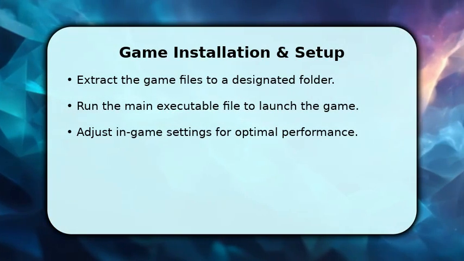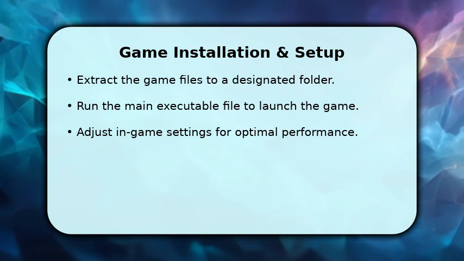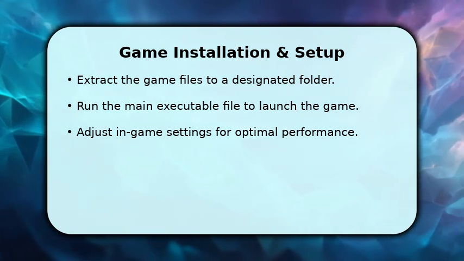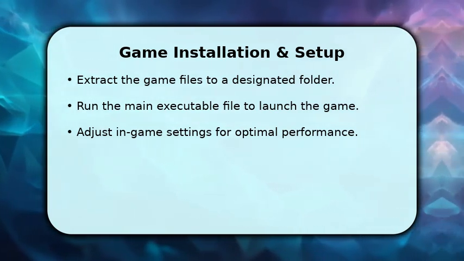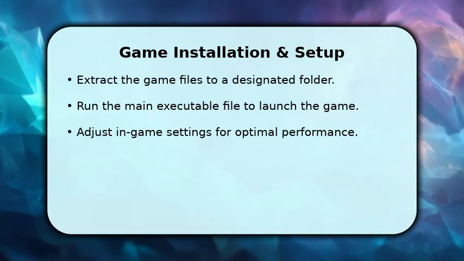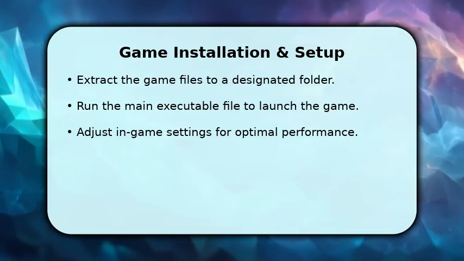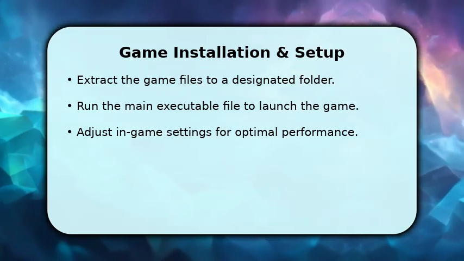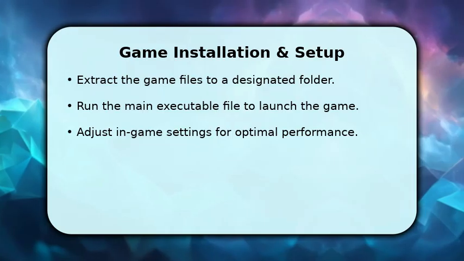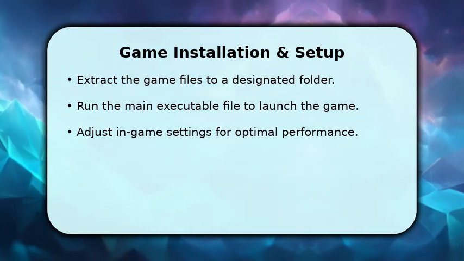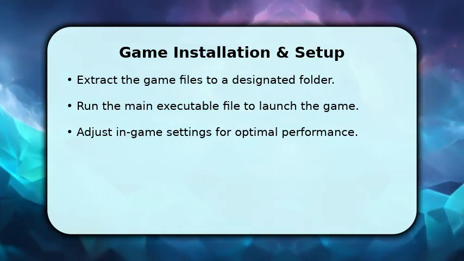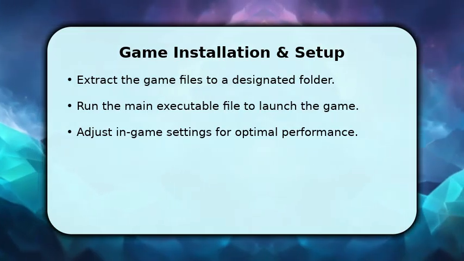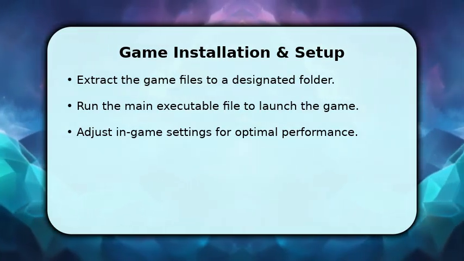Once you have the game files, the first step is to extract them into a dedicated folder on your hard drive. Avoid installing into system folders like Program Files. After extraction, locate the main executable file, usually named 7DaysToDie.exe, and run it to start the game. Take a moment to adjust your graphics and audio settings for the best experience. Remember to save your preferences before diving into the apocalypse.